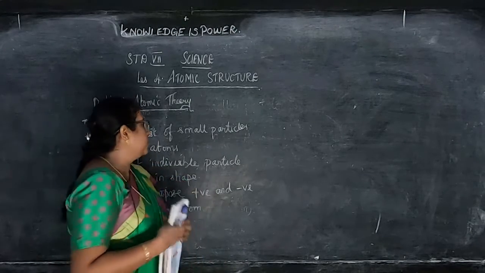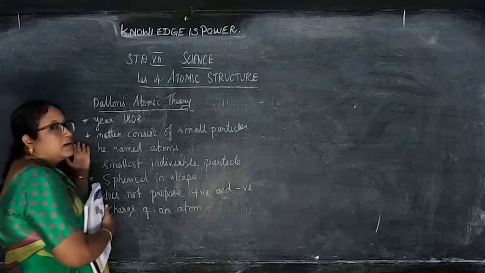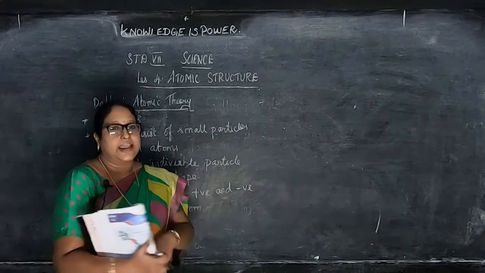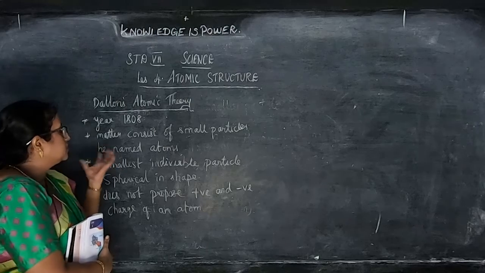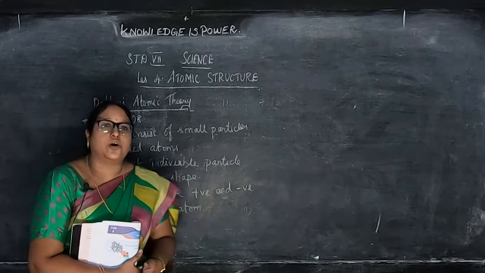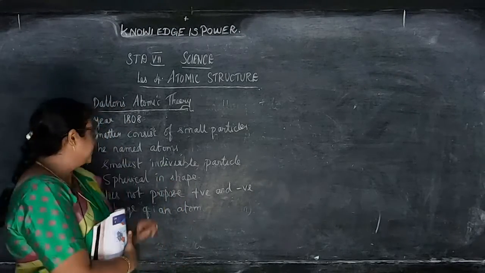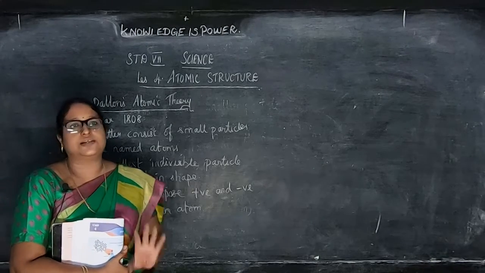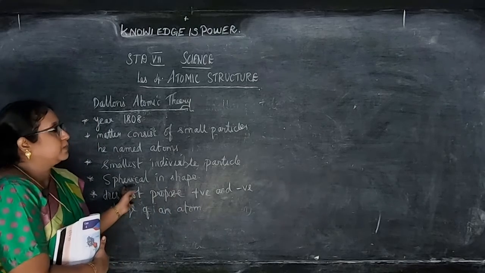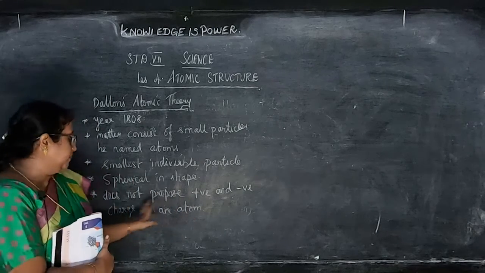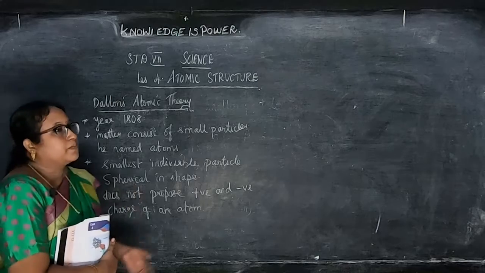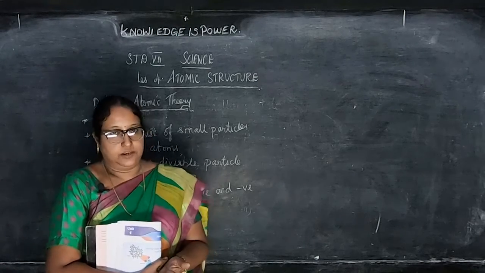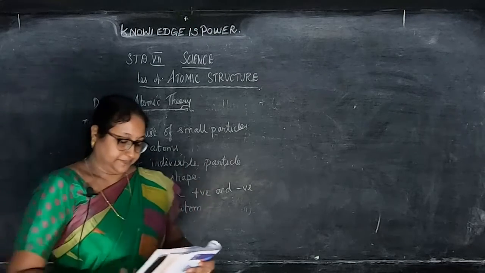So first, what happened, children? This was proposed in the year 1808. What theory? Dalton's atomic theory. He said that matter consists of smaller particles, and he gave the name atoms. That atom is the smallest indivisible particle. And what shape was it? It was spherical in shape. And last, it does not propose the positive and negative charge of an atom, so the explanation was not clear. So this is Dalton's atomic theory.